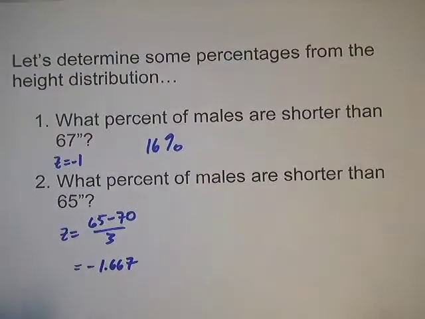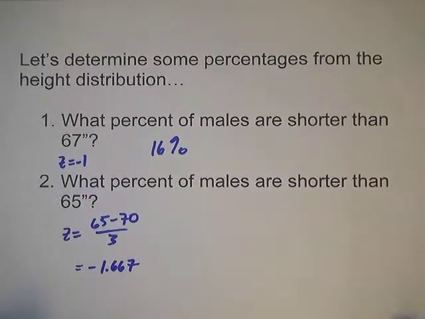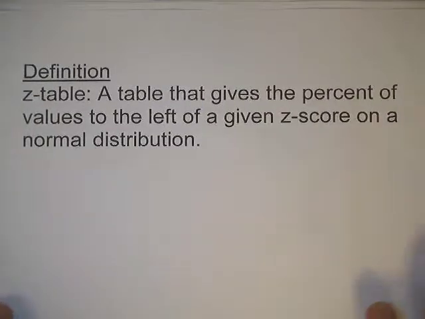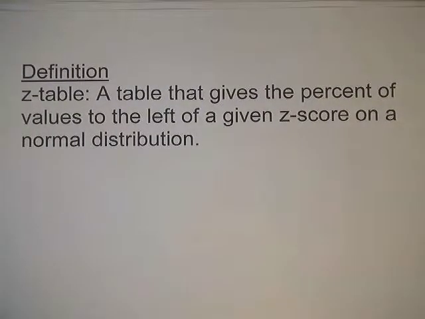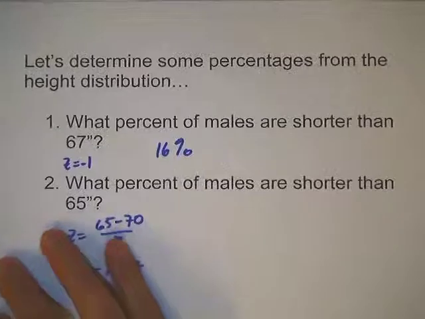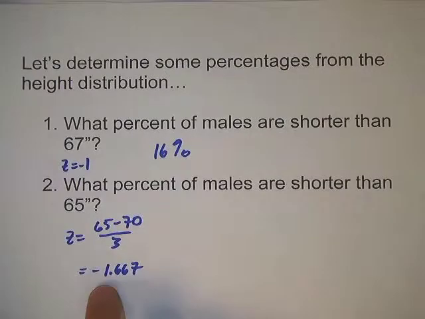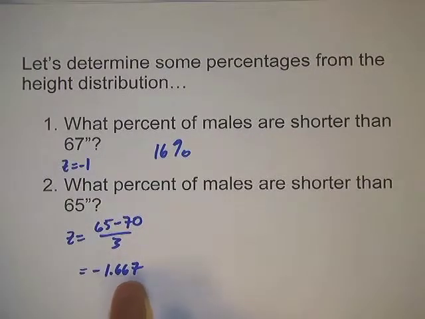Okay, so again, we said that we can't use our general rule for normal distributions, but what we can use instead is what's called a z-table. A z-table is a table that gives the percent of values to the left of a given z-score on a normal distribution. Remember, we're trying to figure out what percent of the data lies to the left of a z-score of negative 1.667.